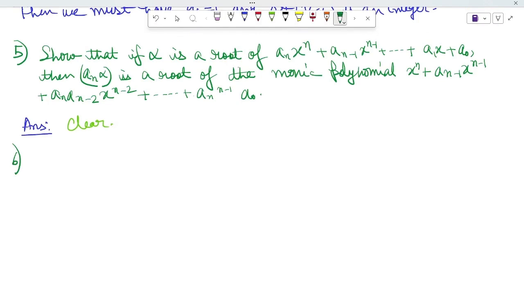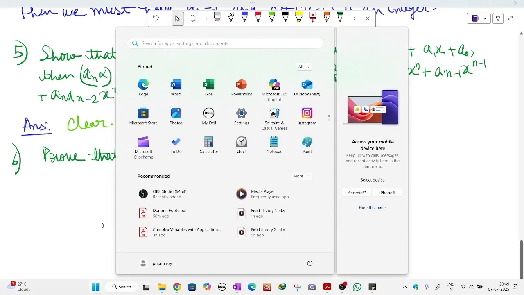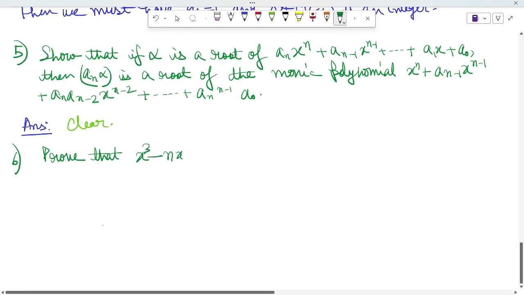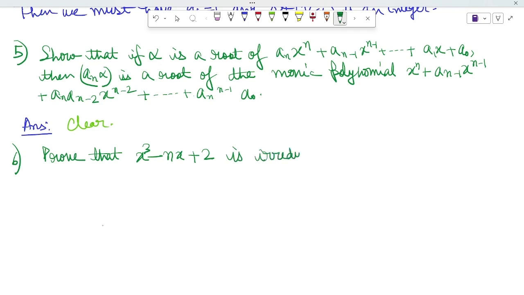Six. Prove that x cubed minus nx plus 2 is irreducible for n equal to.